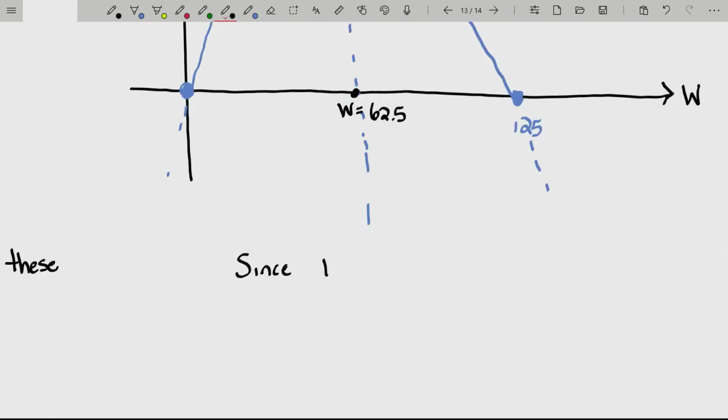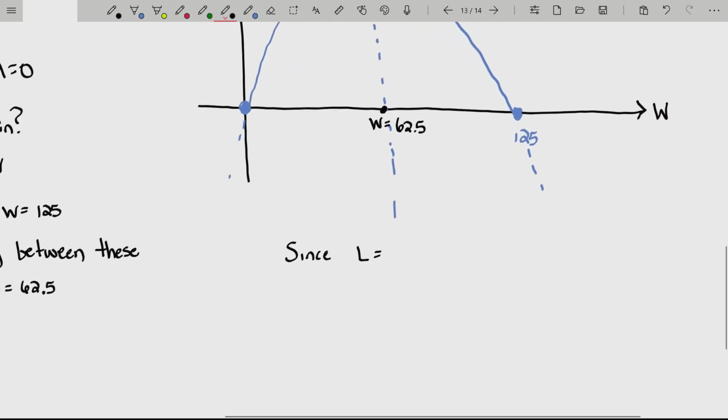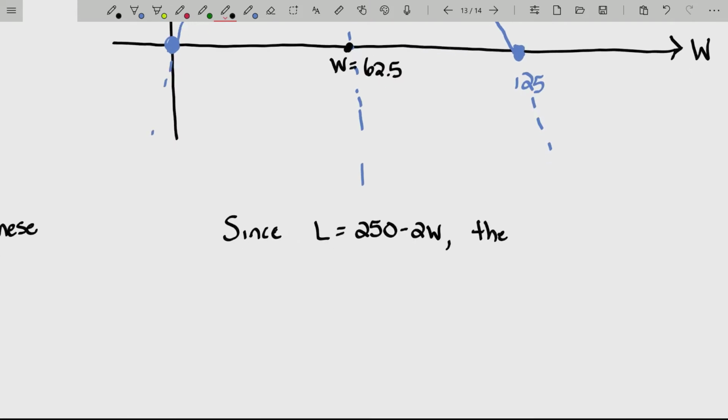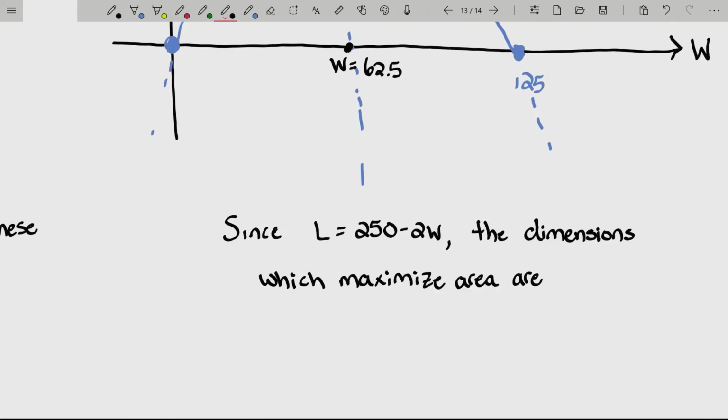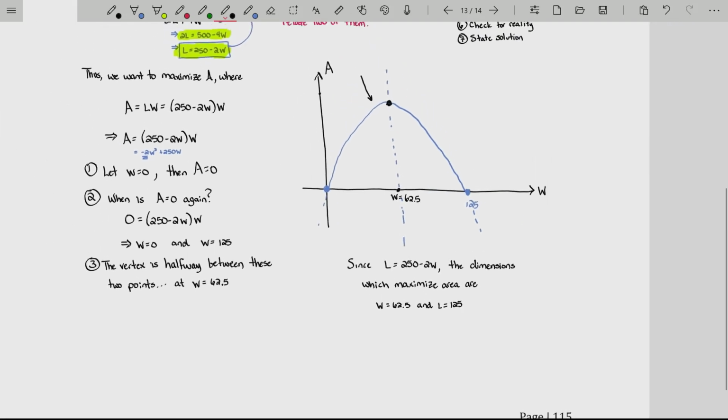Since the length is equal to, I forgot what it was equal to, so I'm just going to look back. 250 minus 2w. The dimensions which maximize the area are width is equal to 62.5, and length is equal to 250 minus twice 62.5. Twice 62.5 is 125. 250 minus that is 125. So that seems pretty darn realistic.